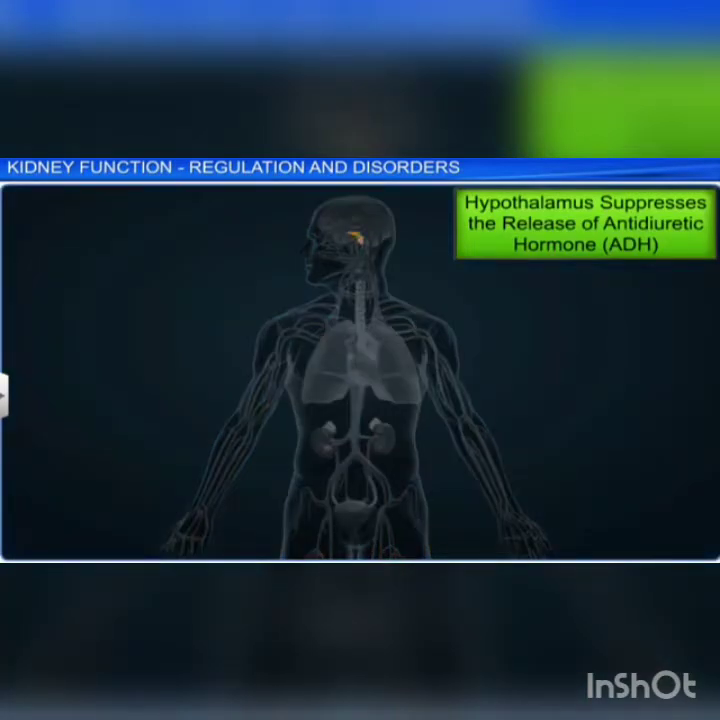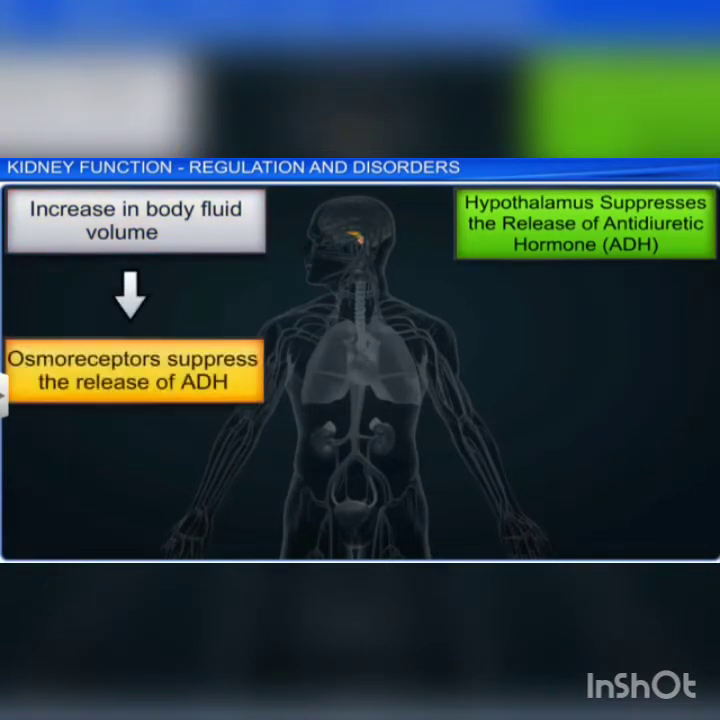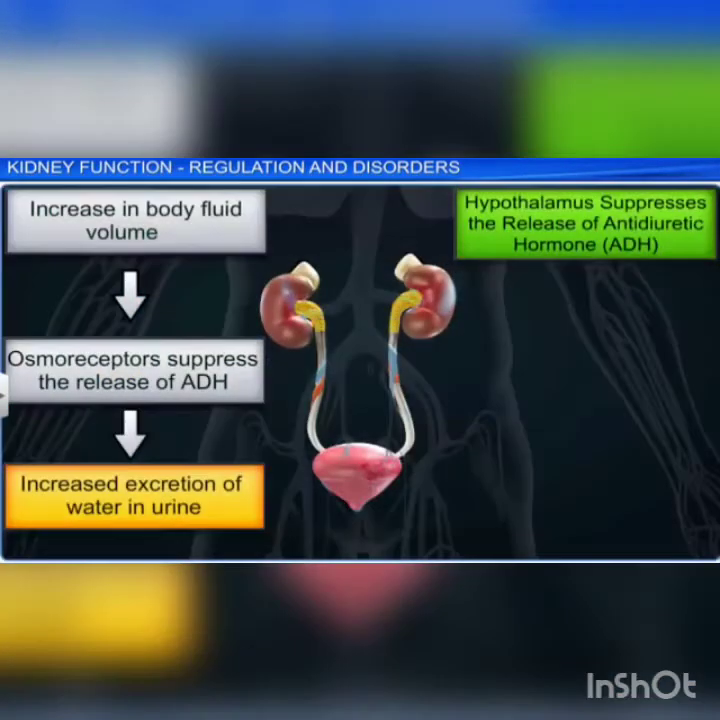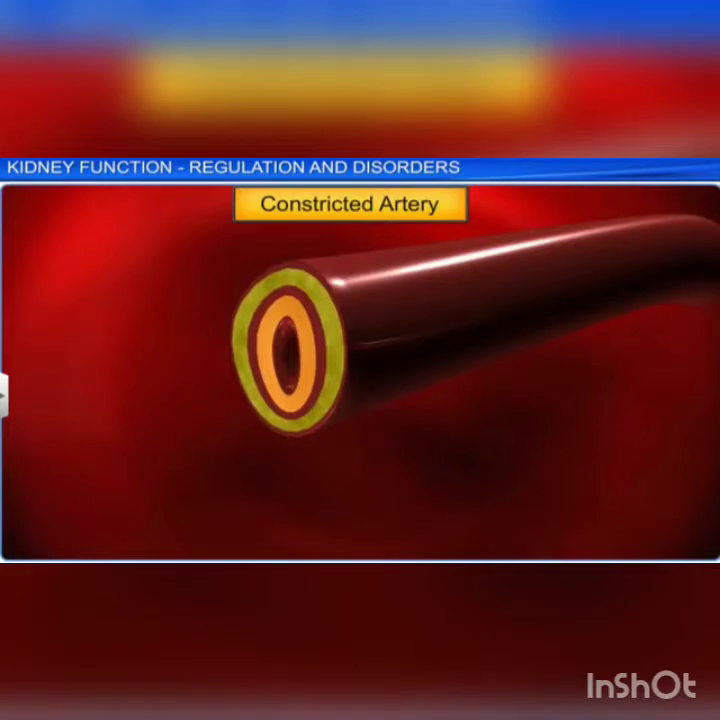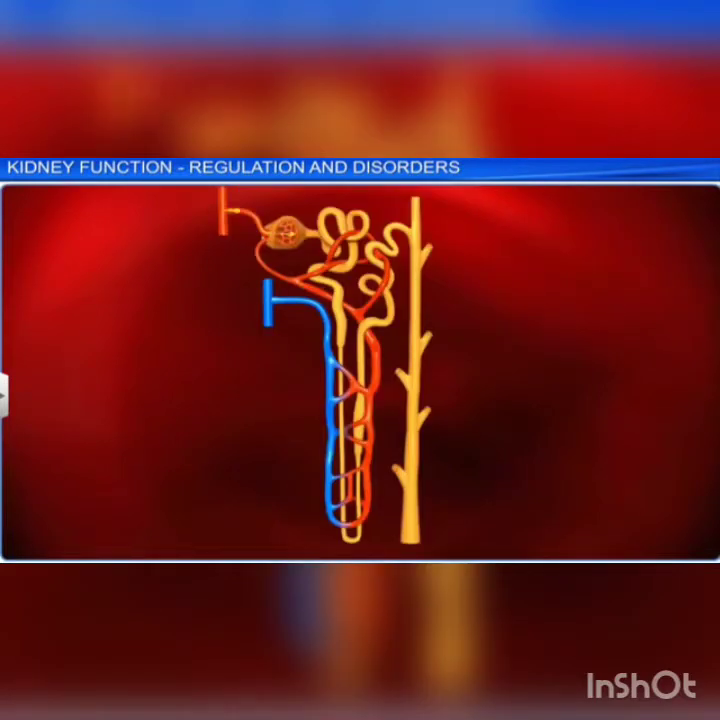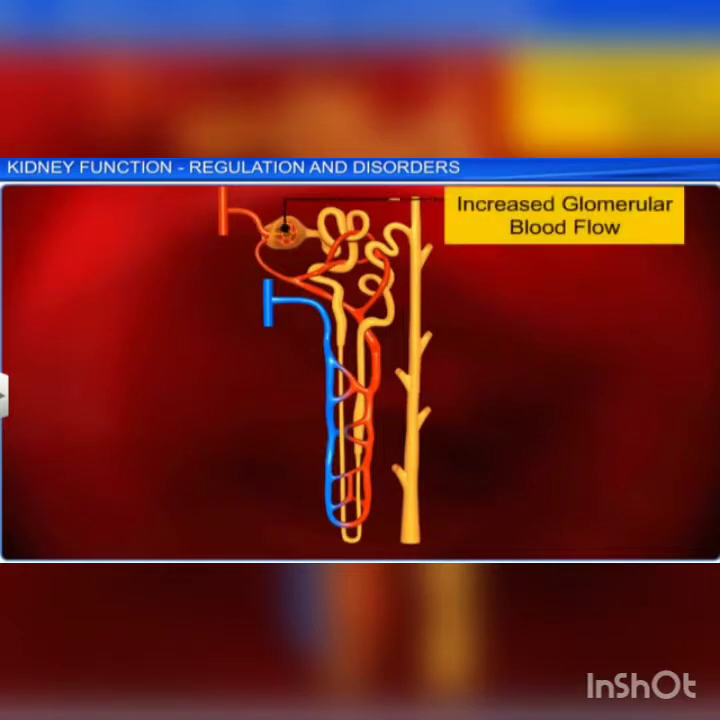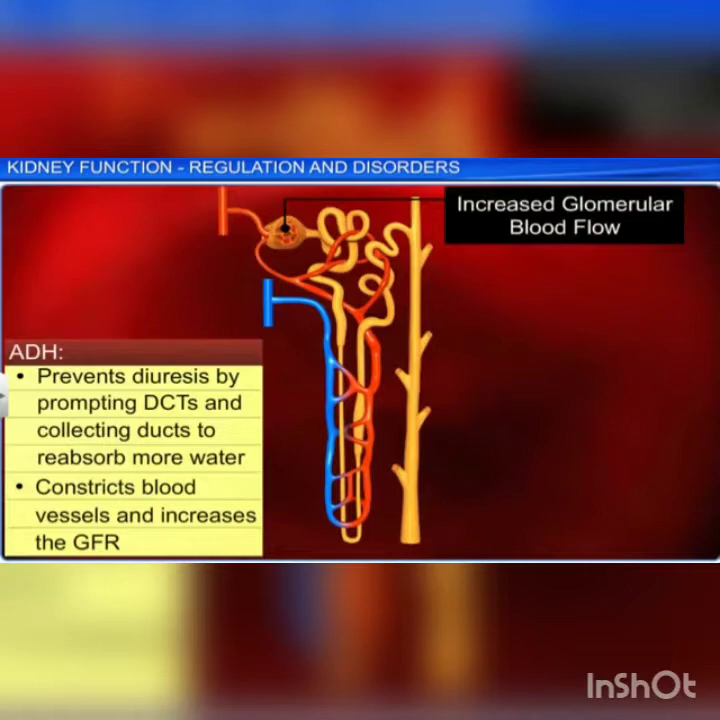On the other hand, if the fluid volume in the body increases, the osmoreceptors suppress the release of ADH, leading to increased excretion of water in urine. ADH also has the ability to constrict the blood vessels. This increases blood pressure, thereby increasing the glomerular blood flow in the kidney and consequently the glomerular filtration rate or GFR.